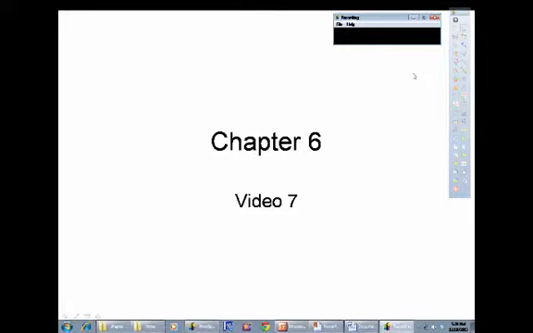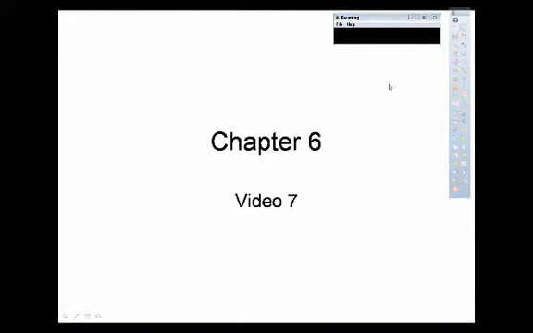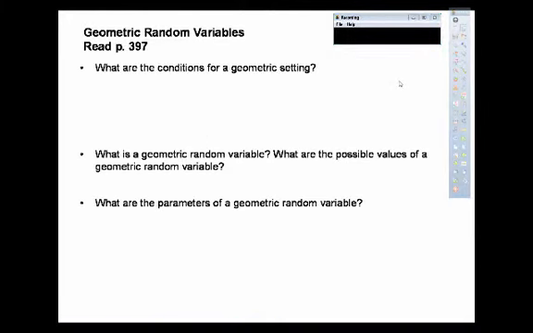In a binomial setting, the number of trials is fixed in advance. But what if instead we wanted to roll doubles? We wanted to keep rolling until we hit doubles. Or in basketball, we might attempt a three-point shot until we make one. This is a whole other setting. This is what's called a geometric setting, which is what we're talking about in this lesson.